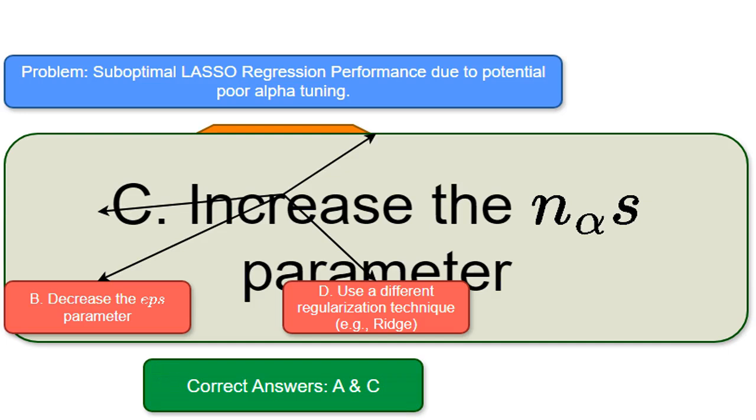The n_alphas parameter controls how many different values of the regularization strength, alpha, the model tries. By increasing n_alphas I'll get a more refined search. This will help the model choose the best alpha for the data. A wider search for the optimal alpha is a good idea.